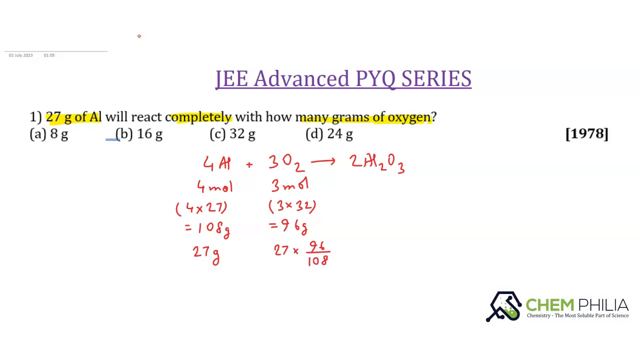So the answer will be, let us see, 27 by 108, it's 4, so 4 into 96, it's 24. So the answer is 24 gram of oxygen. Clear? So this is the answer. So the correct option is option D. Clear? So option D is the correct answer to this question. So I hope you have understood this. Let us move on to the next question.